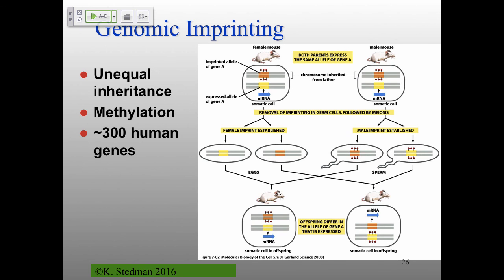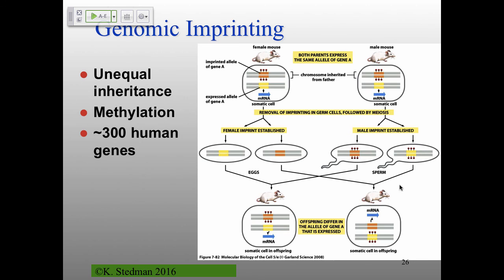Genomic imprinting is really weird. Genomic imprinting basically is that if you've inherited a gene from one or the other of your parents, that's the gene which is going to be expressed. So it's not the classic case where you get different alleles from different parents, and those will be expressed in various different concentrations, various different amounts.